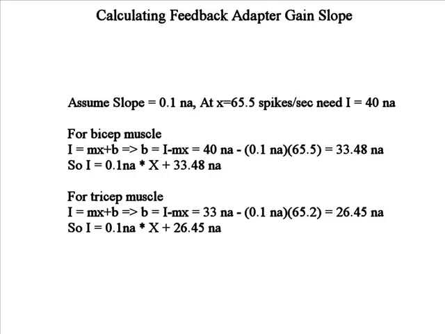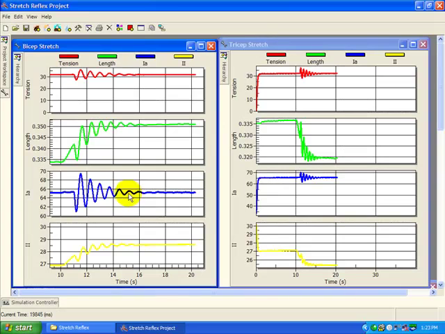Let's go back and assume a slope of 0.1 nanoamps for both of our muscles this time, and then use the equation of a line to solve for the intercept that we'll need. This will give us lines that will produce the correct current at the base firing rate of the 1A fibers, but with a much smaller slope. For our bicep muscle, we have an intercept of 33.48 nanoamps, and for our tricep muscle, we get an intercept of 26.45 nanoamps. Go back and use these values in our adapters.